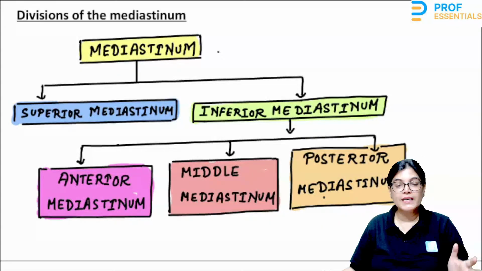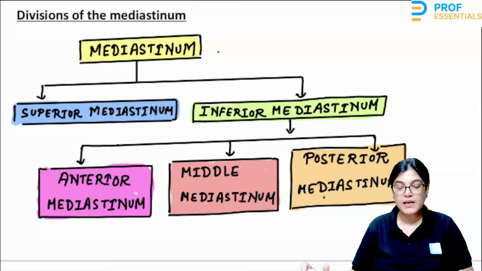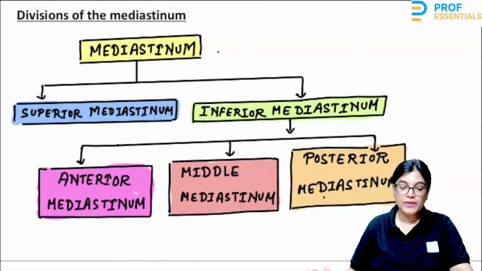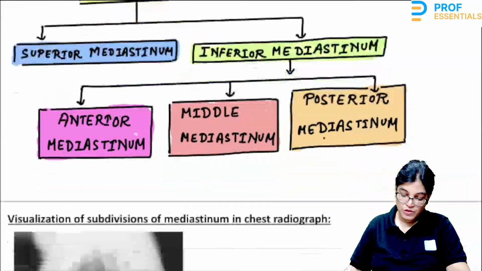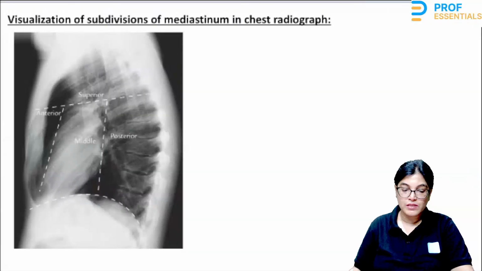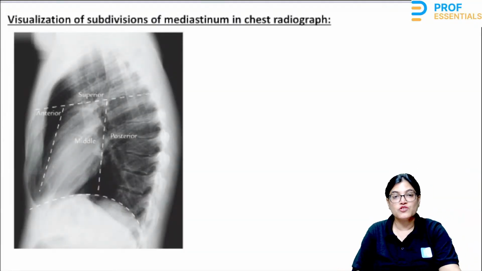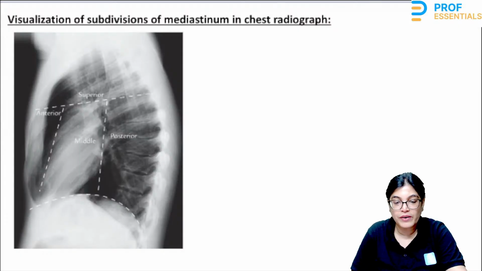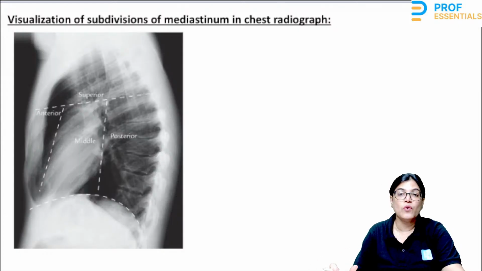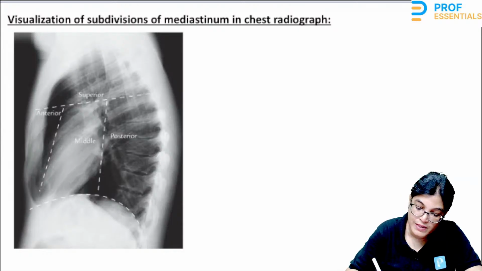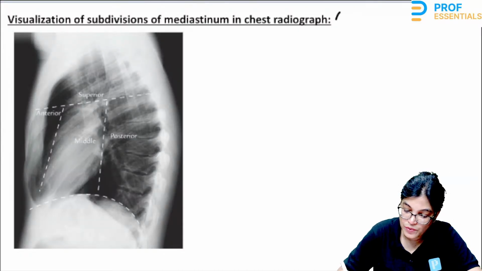So this is how the mediastinum is divided into following parts. Now, the further thing is to know, I just want to show you this image. This is actually a visualization of the mediastinum as seen in the chest X-ray radiograph. So this is the lateral view of the chest X-ray. Which view is this? This is exactly the lateral view.